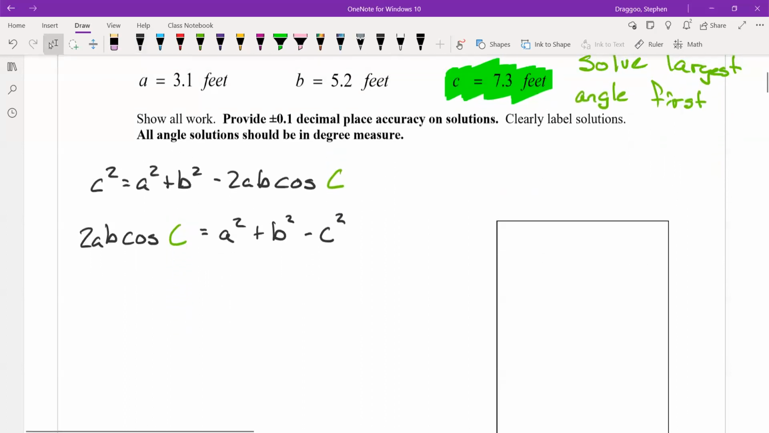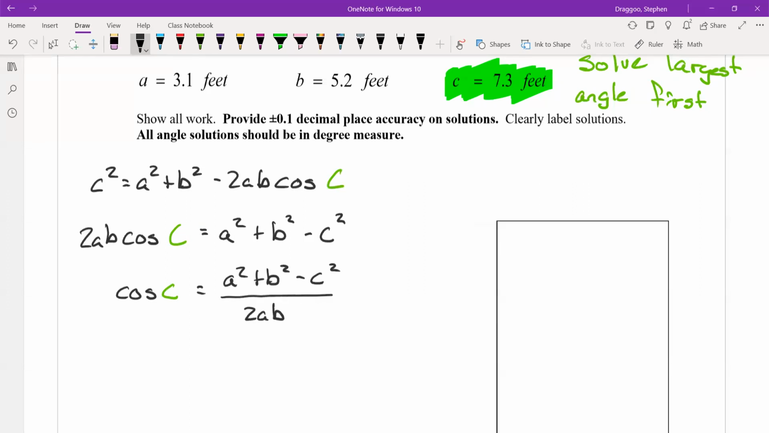I'm after C itself, which means I first need to isolate cosine C. So I want to divide that 2AB over to the other side: A squared plus B squared minus C squared all over 2AB. And then I can take the inverse cosine or the arc cosine of that right-hand side.